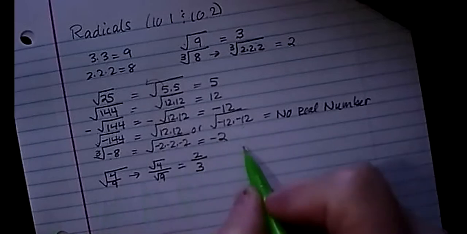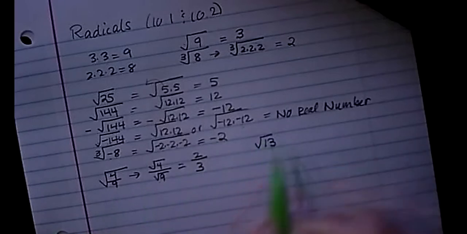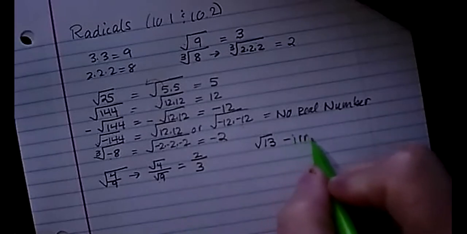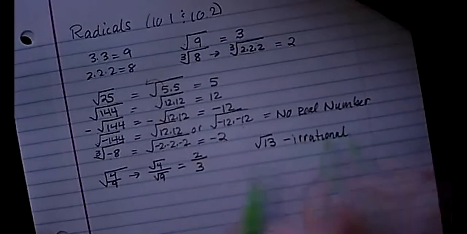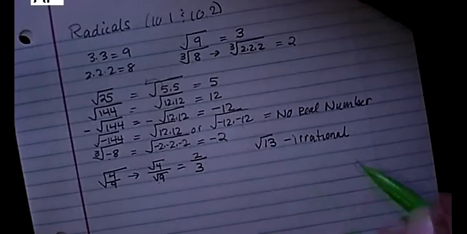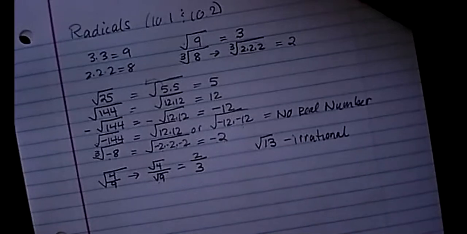Okay, what about the square root of 13? Well, that's not a perfect square. So that's called an irrational number because it's not a perfect square. If I put it in the calculator, it's going to go on infinitely without repeating. That's an irrational number, okay? But I can find an approximation by putting that into a calculator.